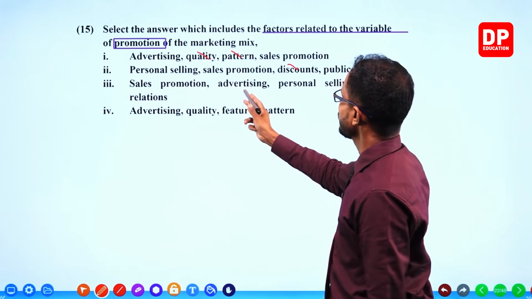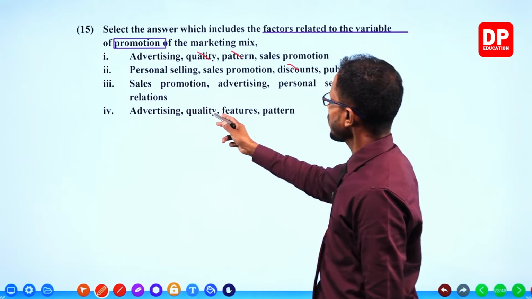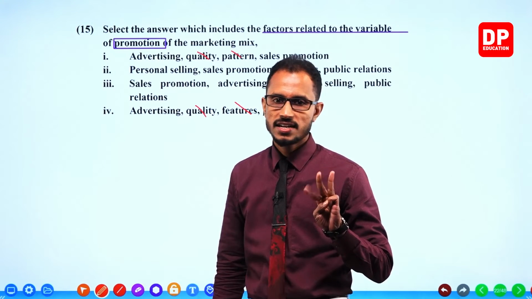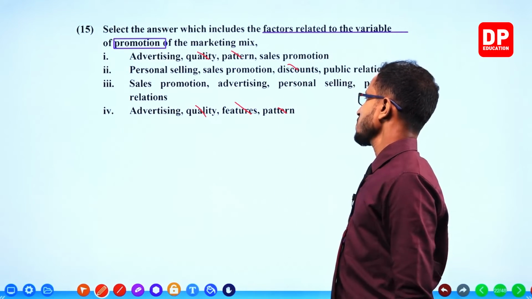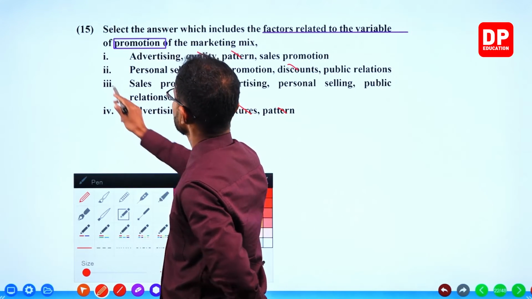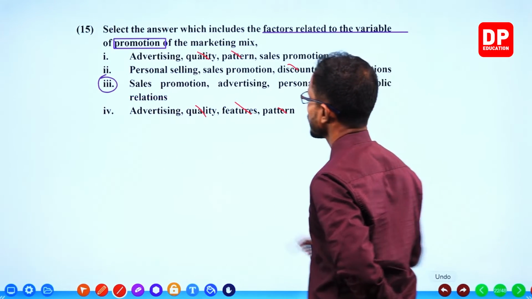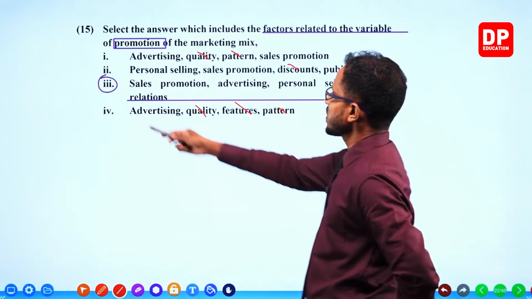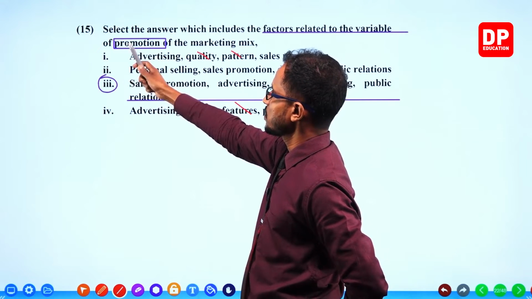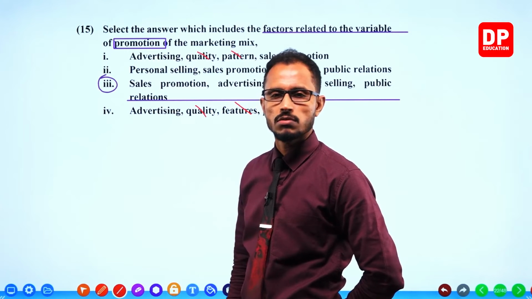Sales promotion, advertising, personal selling, public relations. That is okay. Advertising, quality, features, pattern: all three can't be taken under promotion. Quality, features and pattern go under product. Then the answer is the third one. Sales promotion, advertising, personal selling, public relations are relevant for promotions.